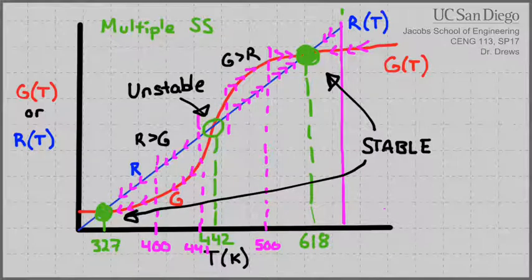How come 327 is also stable? Because if I go beyond this point, now I'm generating more energy than I'm removing, and I'm going to fall back to 327. So this one is stable because if you're on either side, you always hit only 327. Same thing for 618. But 442 isn't stable because if I'm not dead on 442, I'm going to go away from 442.